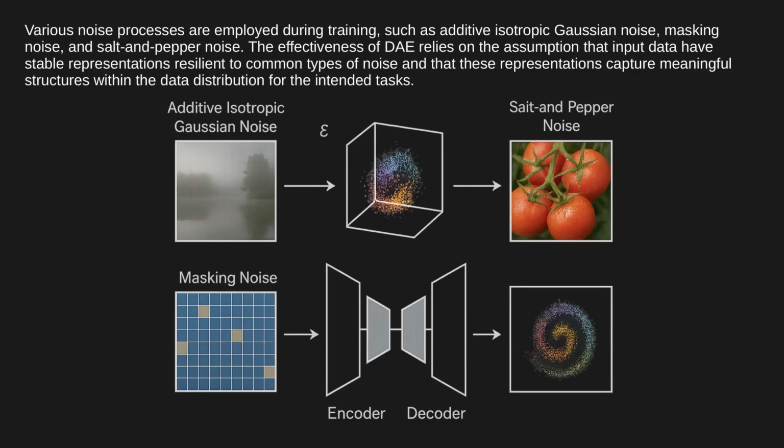Various noise processes are employed during training, such as additive isotropic Gaussian noise, masking noise, and salt and pepper noise. The effectiveness of DAE relies on the assumption that input data have stable representations resilient to common types of noise, and that these representations capture meaningful structures within the data distribution for the intended tasks.